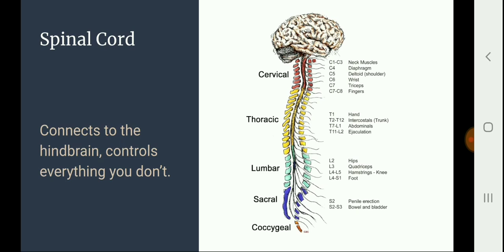So our hindbrain connects the upper part of our brain, our 4 lobes, to our spinal cord, which then will go throughout our body, controlling things like digestion and automatic breathing, sweating, anything that we can't directly control. This does it for us. And if any part of this spinal cord is damaged, it will greatly affect, hinder, or completely remove the function of that part.